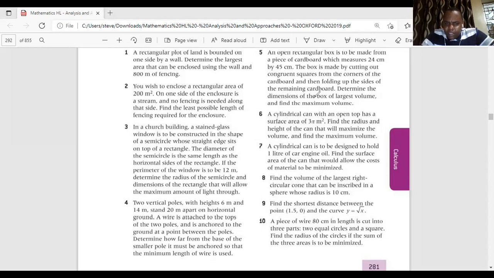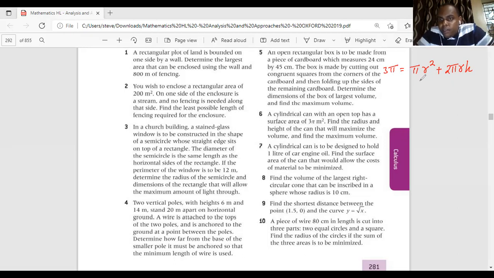So we know that the surface area of this cylinder is going to be pi r squared, right? Okay. Pi r squared plus 2 pi r multiplied by h, right? Mm-hmm. And this is equal to 3 pi. It's equal to 3 pi, according to the question.